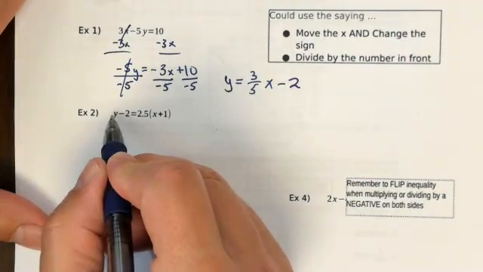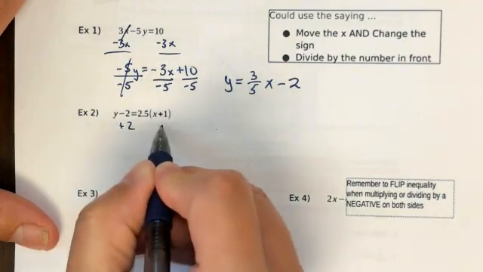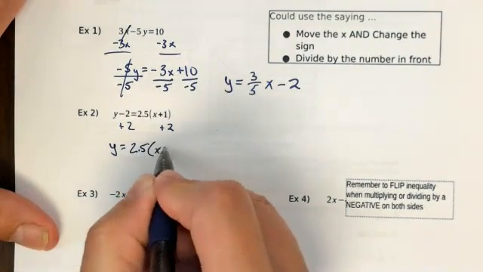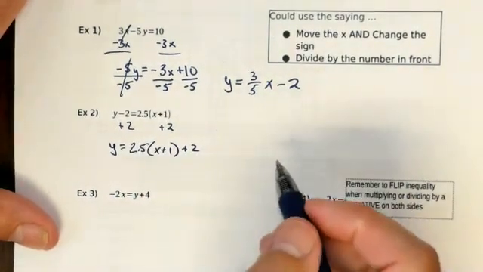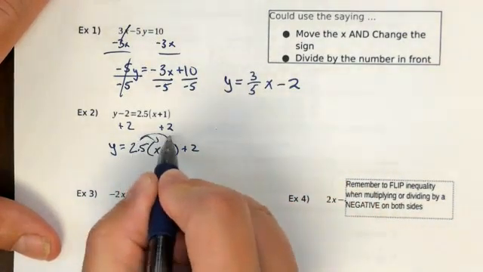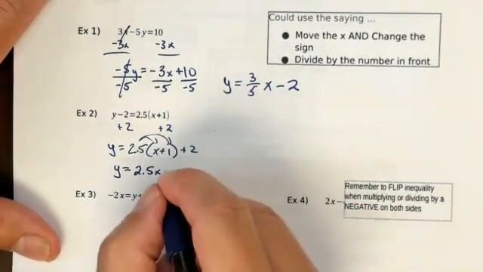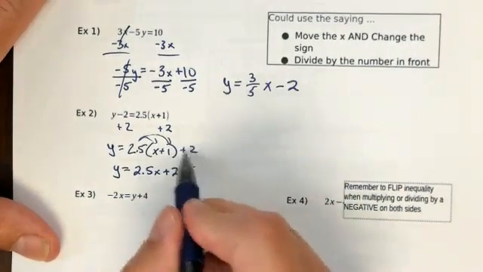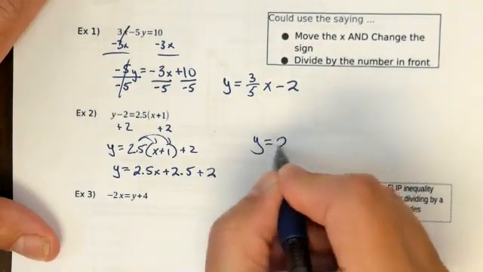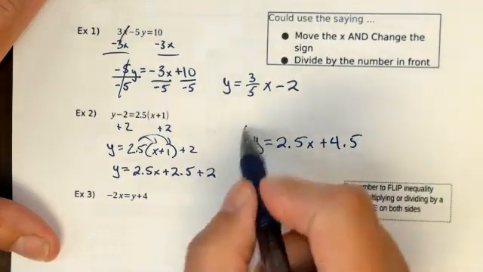So here's my y. Right? The only thing over here with it is this minus 2. So what I have is y equals 2.5 times (x plus 1), plus 2. We don't like all the parentheses everywhere, so we're just going to distribute that. We're going to multiply 2.5x plus 2.5, and then I still have that plus 2. So that means y is equal to 2.5x, and 2.5 plus 2 is 4.5.